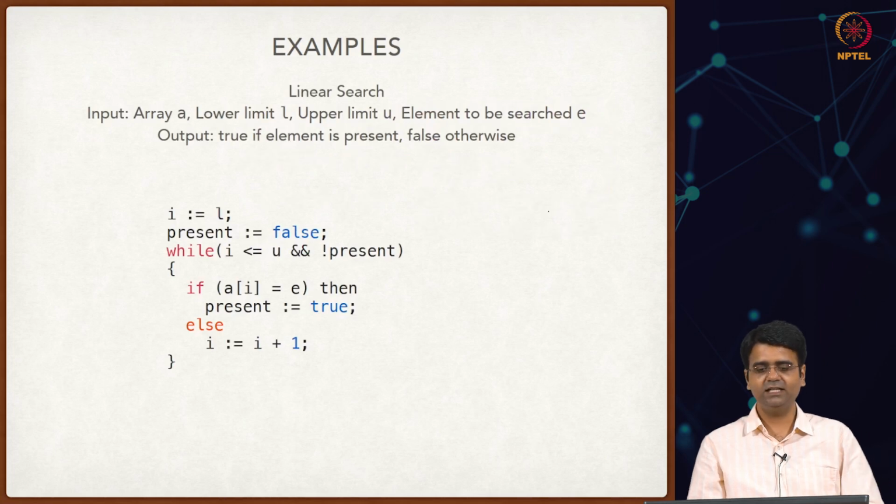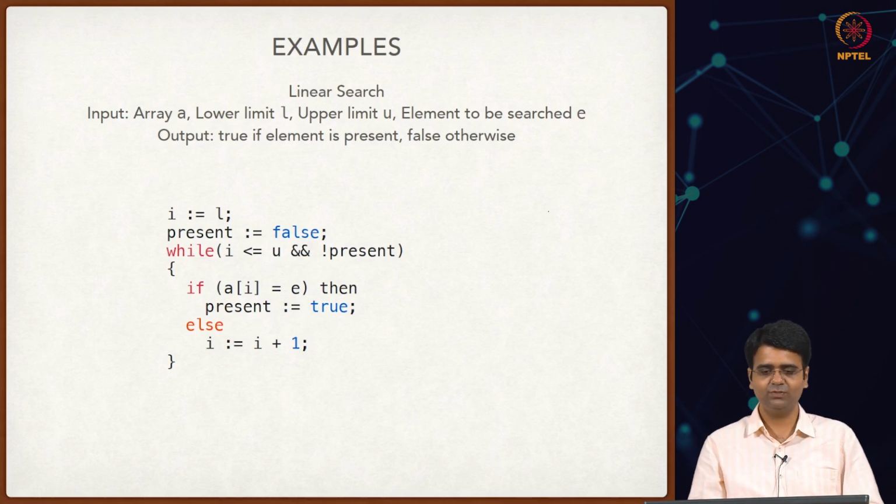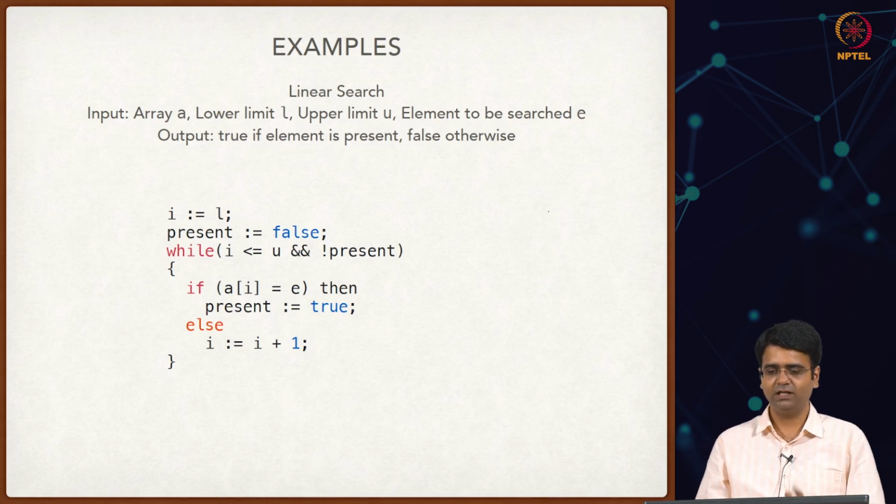So here is a slightly more complex example. Suppose you want to write a program which does linear search. Linear search means that you have an array, and some lower limit and upper limit and some element that you want to search. So you want to find out whether or not this element E is present in the array.